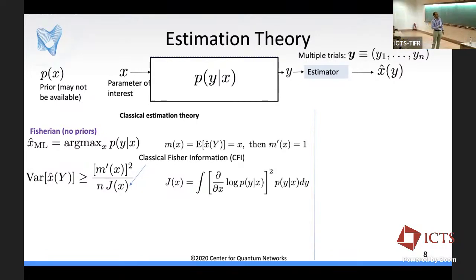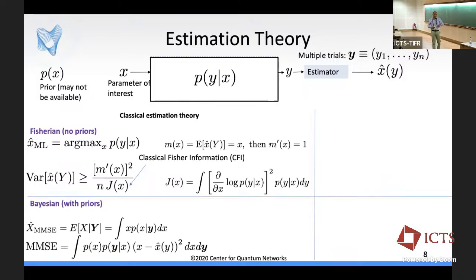If it's large, it means your variance scales more rapidly as N increases. Another thing that's important here is that the maximum likelihood estimator, if you were to plug in this estimator over here, as N increases to infinity, this bound is saturated, and I'll talk more about that.